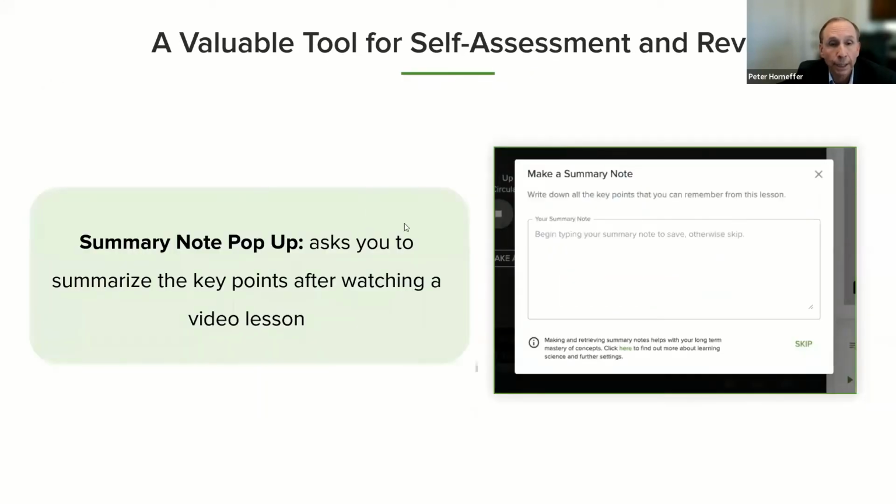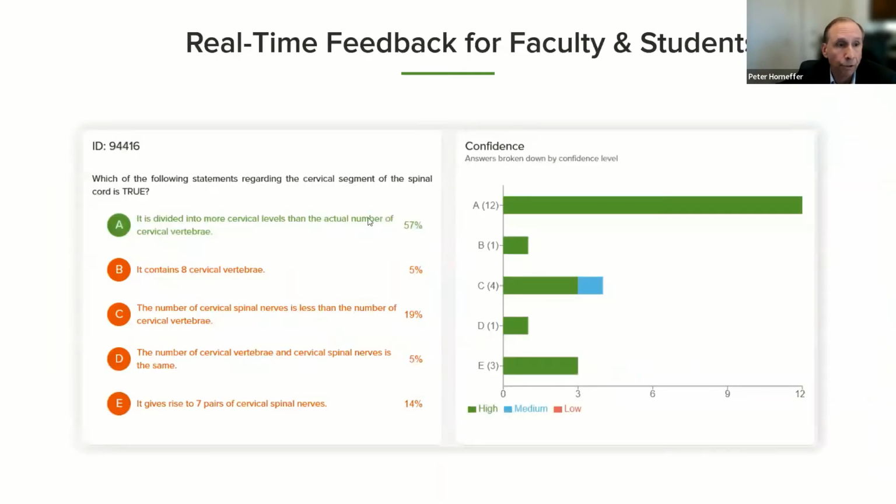And then lastly, you get a pop-up summary note. And you say, well, how is this an assessment? But it really is a formative assessment. Again, it compels the students to retrieve what they believe they've just learned and make a note of their understanding that they can then refine. So multiple ways to use retrieval in an organized fashion.